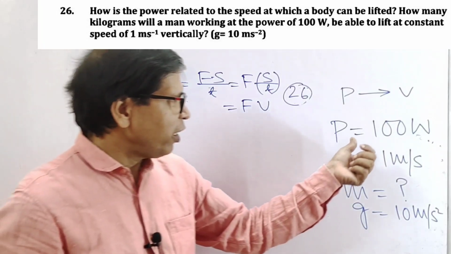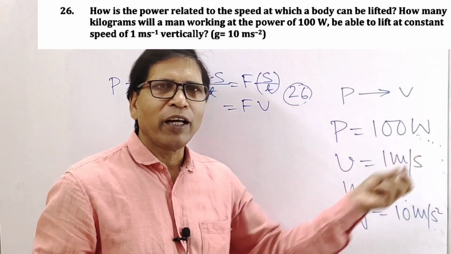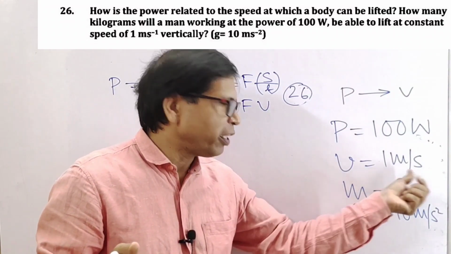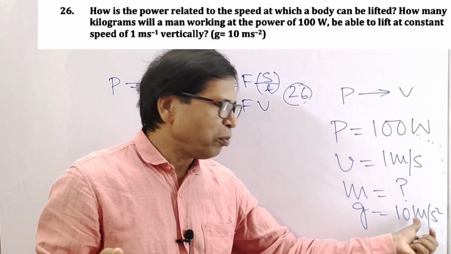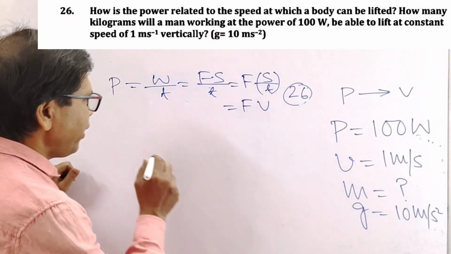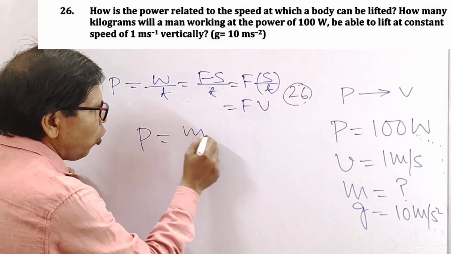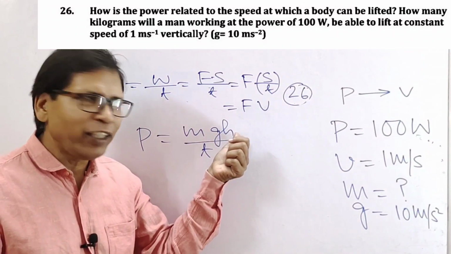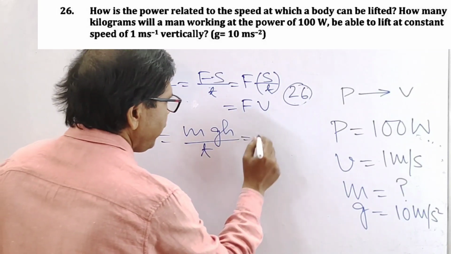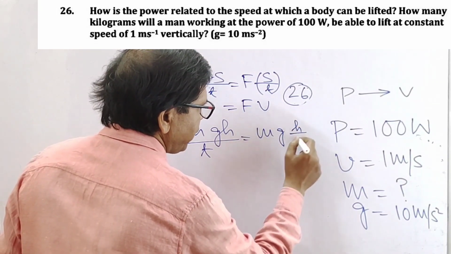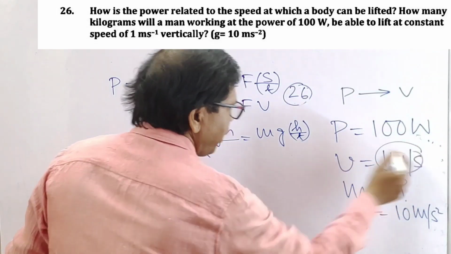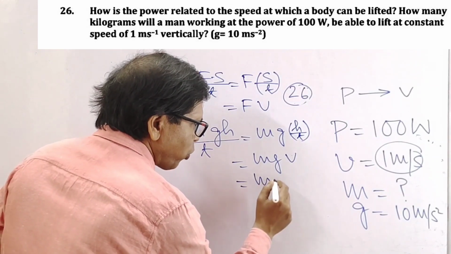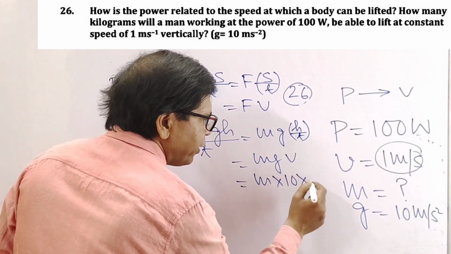Now second question. The power of a person is 100 watt. How many kilogram of weight can he lift at a rate of 1 meter per second? g equal to 10 meter per second square. So here power is equal to work done by time. Now here work done equal to change of potential energy. Here mg, here h by t, this is the velocity v, therefore mg into v.